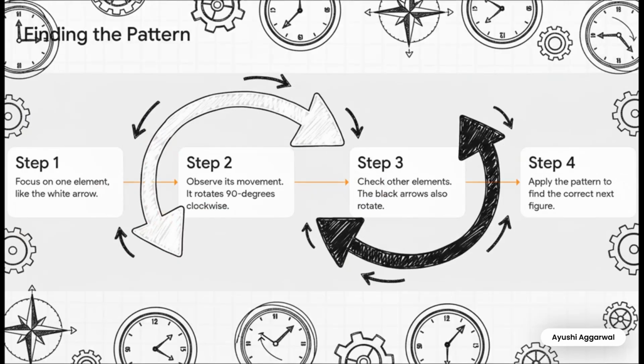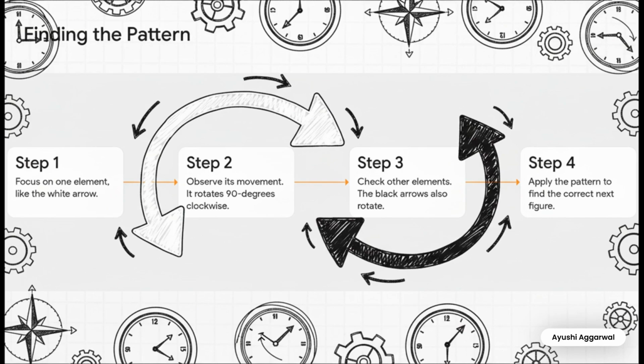So, what's the secret here? It's all about not getting overwhelmed. Instead of trying to track all the arrows at once, let's just pick one. See that white arrow? Let's only look at that. From the first box to the second, what does it do? It turns 90 degrees clockwise. From the second to the third, same thing. That's our pattern. And if you check the black arrows, you'll see they're doing the exact same thing in their own little corners.